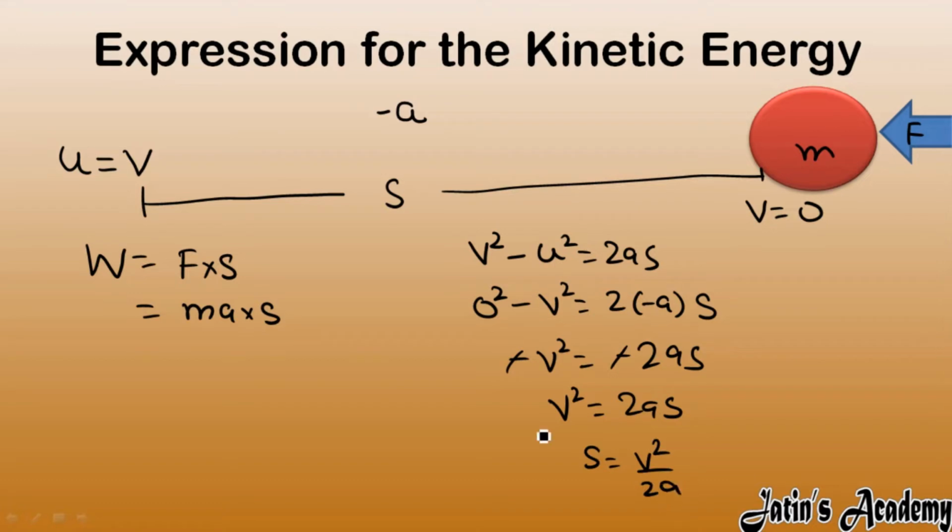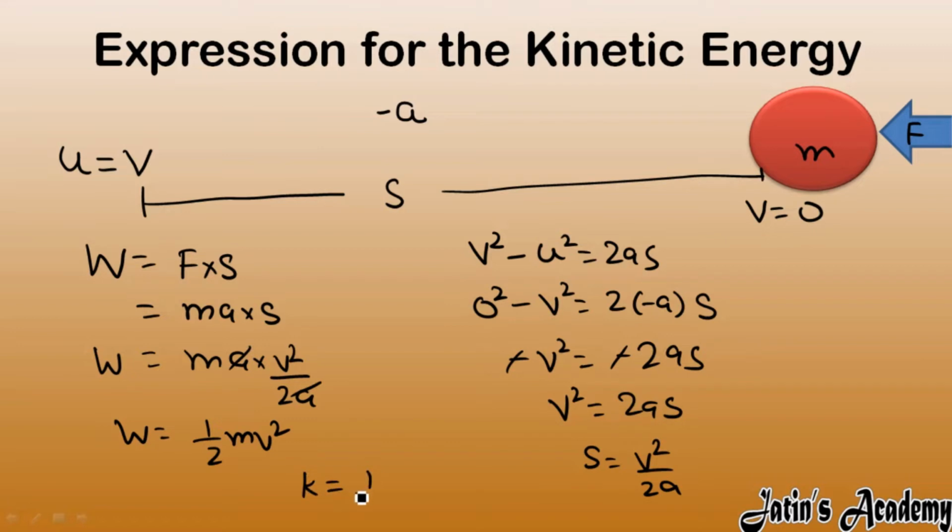Put the value here. So here displacement we have v square by 2a. So a and a cancel out. Work done we got here as half mv square. So this work done is actually the work done to stop a moving ball. So this is actually the kinetic energy, which is half mv square, and kinetic energy is denoted by the symbol k. Clear?